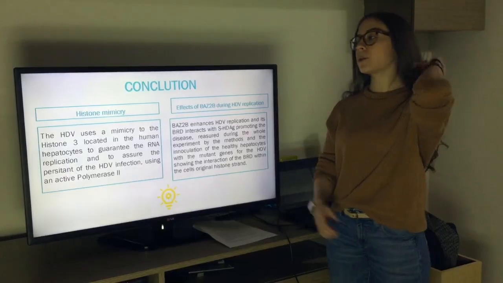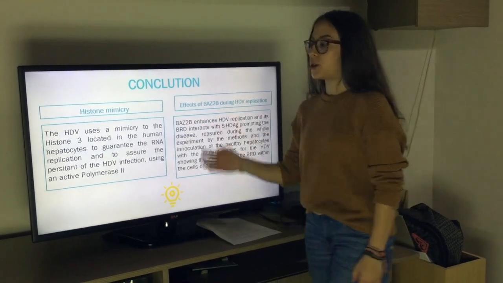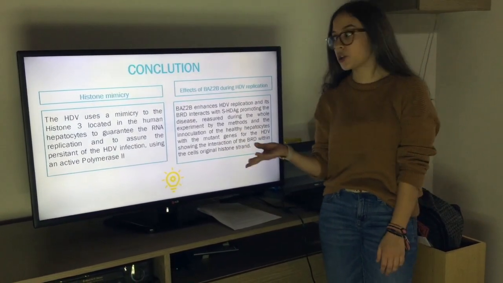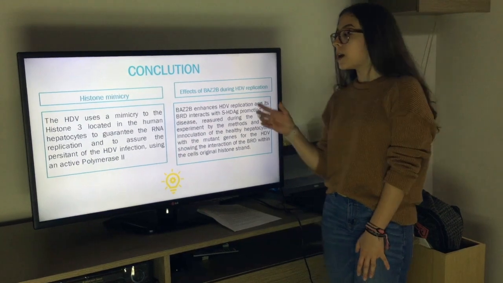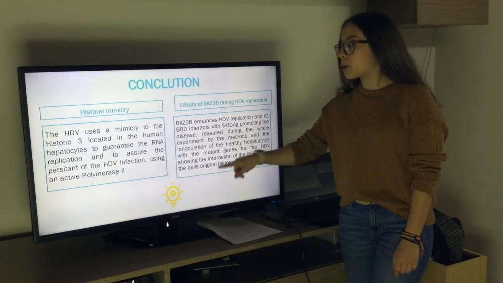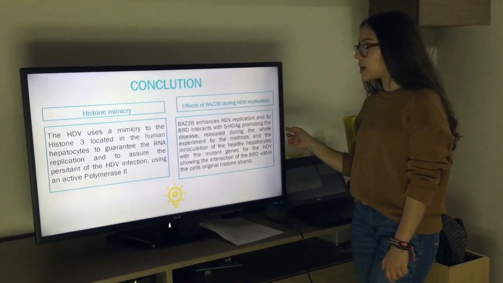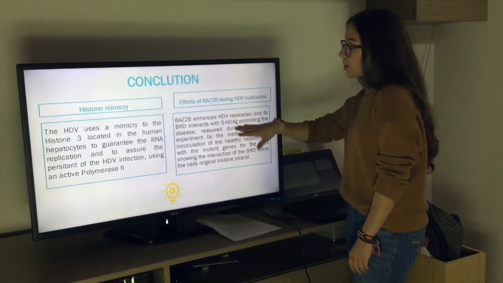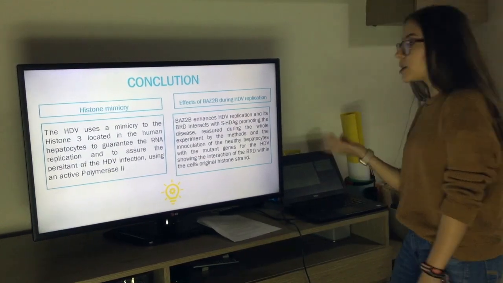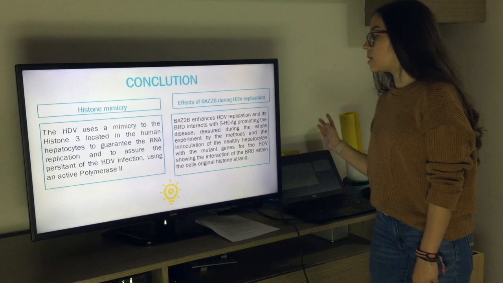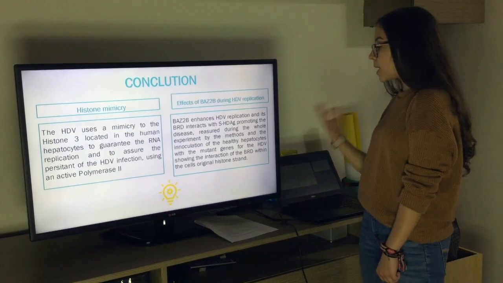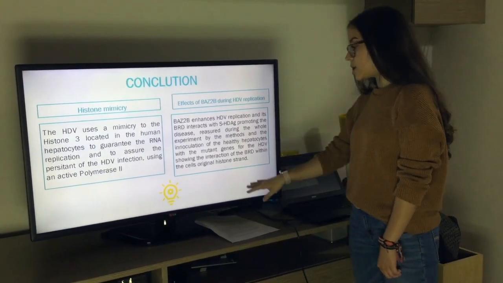It's right. Okay, to conclude, the HDV uses a mimicry of the histone 3 located inside the human hepatocytes, just to guarantee the RNA replication and to assure the persistence of the HDV infection, using an active polymerase II. The second one is that the proteins in the rhododomain enhance the HDV replication, and that the rhododomain interacts with the protein promoting the disease. This was reassured during the whole experiment by the methods and the inoculation of the healthy hepatocytes with the mutant genes for the HDV, showing the interaction of the rhododomain within the cell's original histone strand.